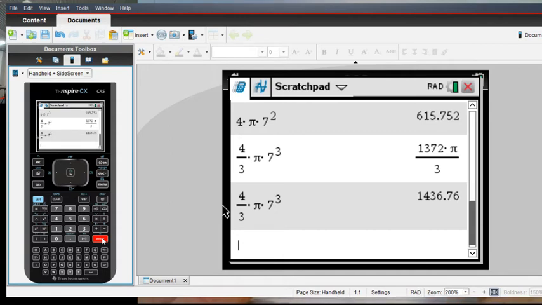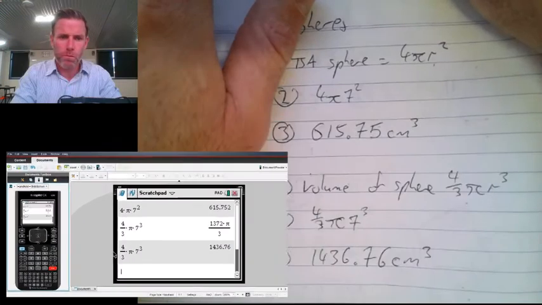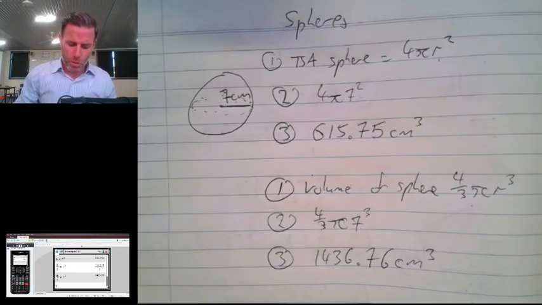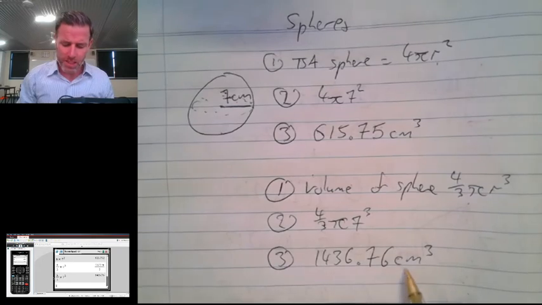And then my answer is 1436.76. Here it is volume, so it's centimeters cubed. So if you look at my answers here, if I bring this back down, 1436.76 centimeters cubed.